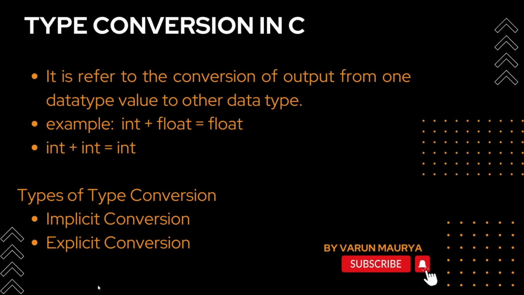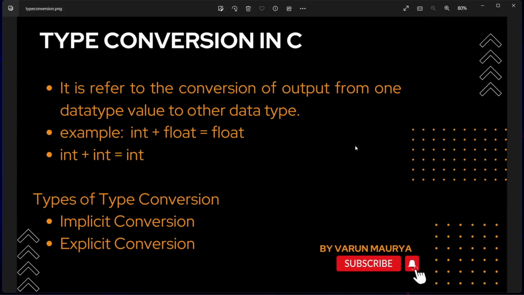Those conversions in which a smaller type is converted into a larger type, like int to float, are called implicit conversions. And those conversions in which a larger type is converted into a smaller type are known as explicit conversions, because these conversions are not done by the compiler automatically. For example, float to int. Let's see an example in our code editor.